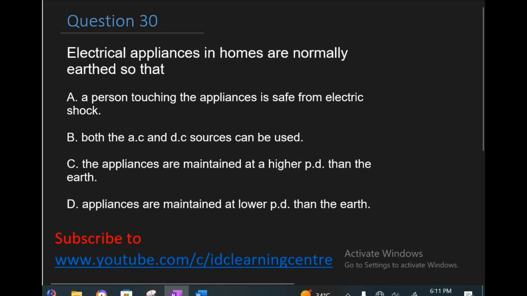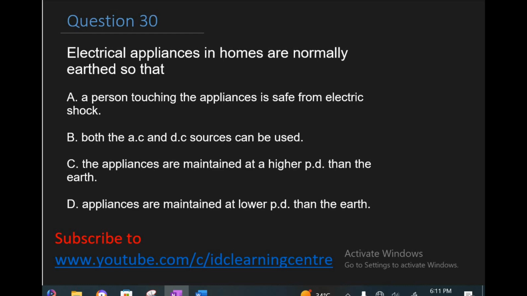Next question. Electrical appliances in homes are normally earthed so that: A, a person touching the appliances is safe from electric shock; B, both the AC and DC sources can be used; C, the appliances are maintained at a higher potential difference than the earth; D, appliances are maintained at lower potential difference than the earth. For this question, the correct answer is A. A person touching the appliances is safe from electric shock.